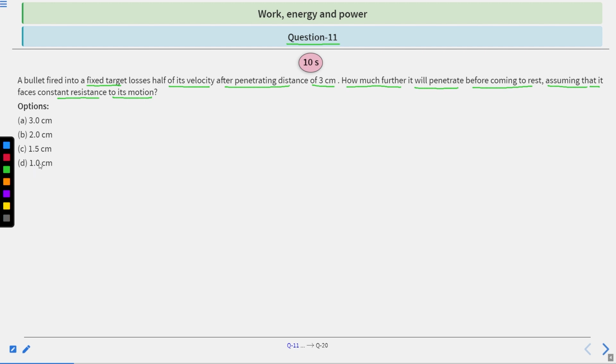So which one is correct? You have 10 seconds to solve this question. After 10 seconds we will provide the solution.